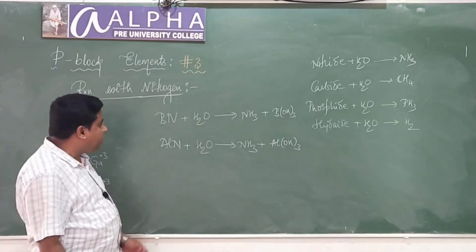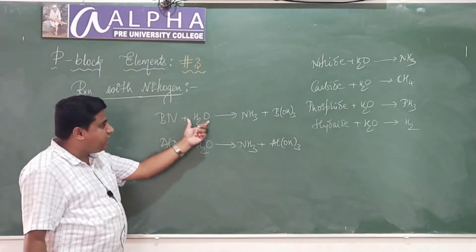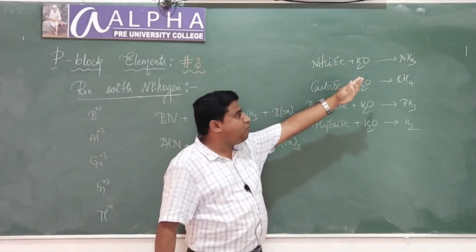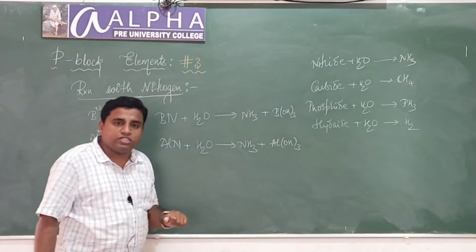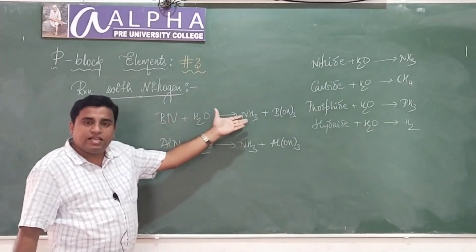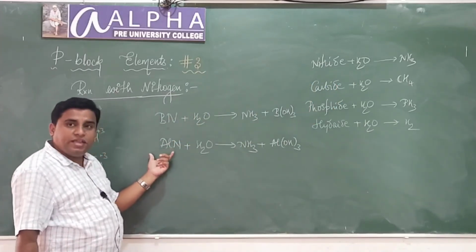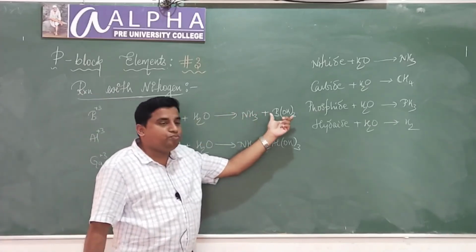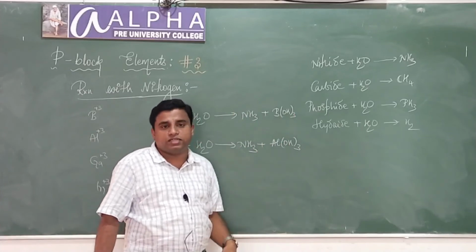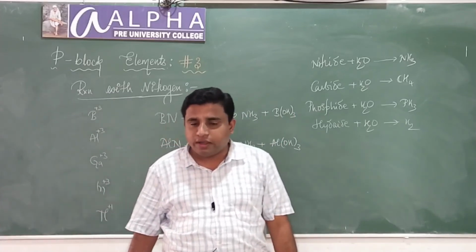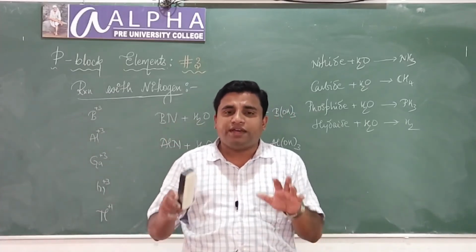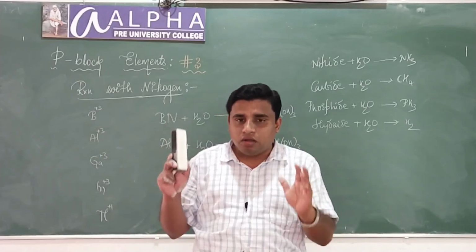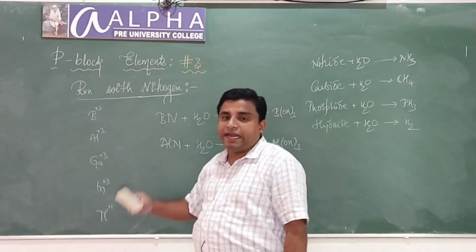Are we clear? When any nitrides are hydrolyzed, ammonia gas will be liberated. Note this point. When boron nitride is hydrolyzed, ammonia gas is liberated. When aluminum nitride is hydrolyzed, ammonia gas is liberated, along with the formation of boric acid and aluminum hydroxide. Understood? So that's all about the reaction of boron family elements with nitrogen.